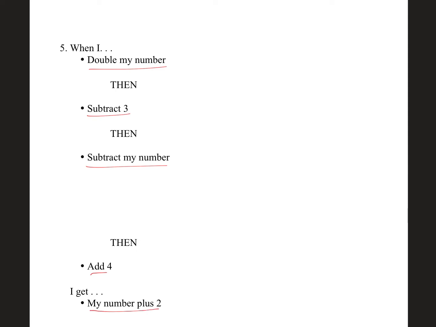Okay, so again, a lot going on here, but if we just break it down step by step, it's not too bad. So the first step is to double my number, so that would be 2x. And then I subtract 3, so minus 3. Then I subtract my number, so minus x. Then I add 4, plus 4. Okay, whenever I see the I get, I know that means I need to insert my equal sign, and then my number plus 2, so x plus 2.